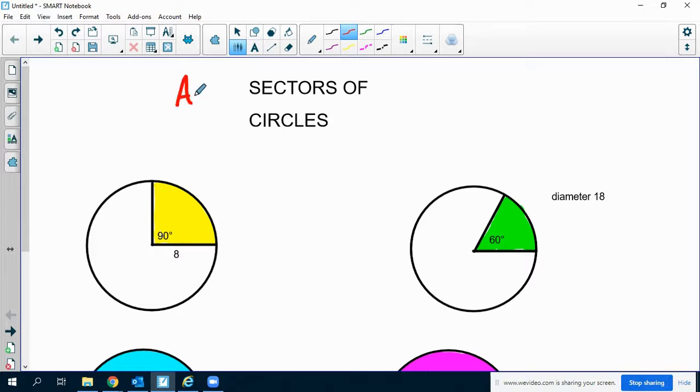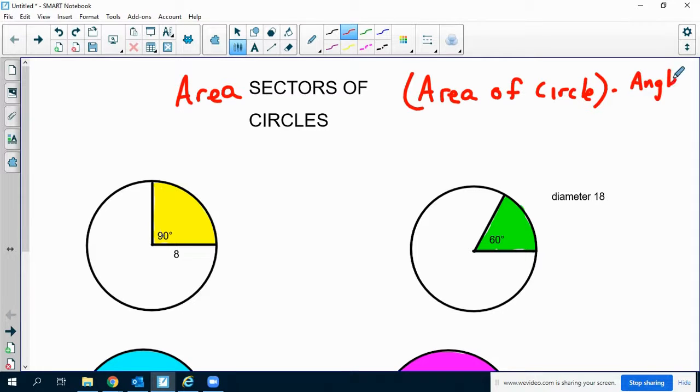Now, if we're finding the area of a sector of a circle, what we would do is find the area. Area is spelled A-R-E-A. We take the area of the circle, and then we multiply it by the central angle divided by 360 degrees. So another way to think about that is the area of the circle multiplied by the fraction of the circle that we're dealing with.